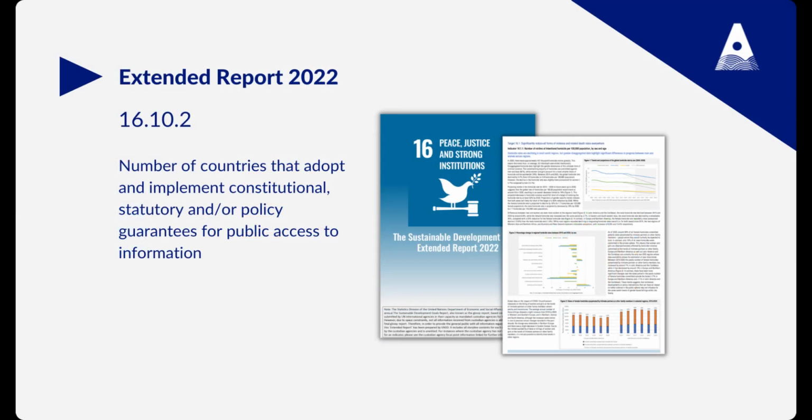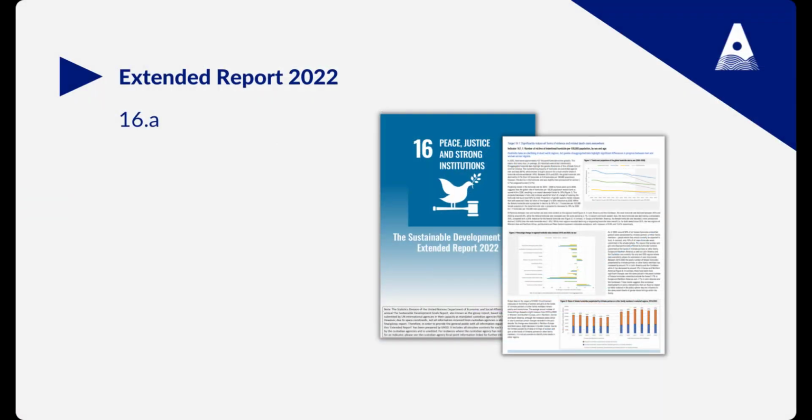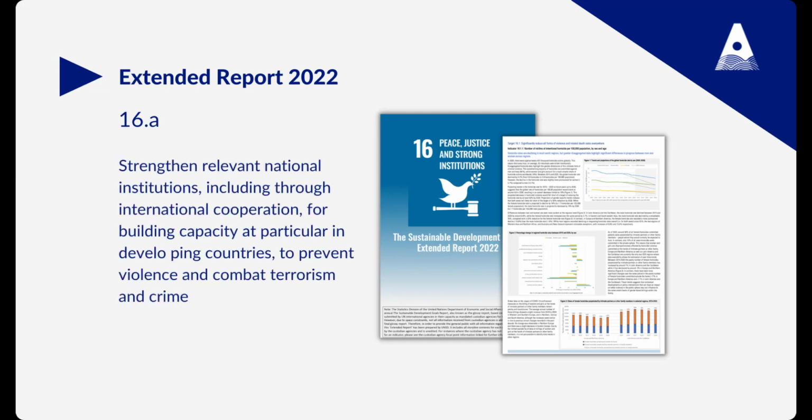The next indicator we have there is 16.10.2, number of countries that adopt and implement constitutional, statutory and/or policy guarantees for public access to information. More countries have adopted legal frameworks on access to information, but some challenges remain in their implementation during the pandemic. So on to target 16.A, or the 11th target. Strengthen relevant national institutions, including through international cooperation, for building capacity at all levels, in particular in developing countries, to prevent violence and combat terrorism and crime.